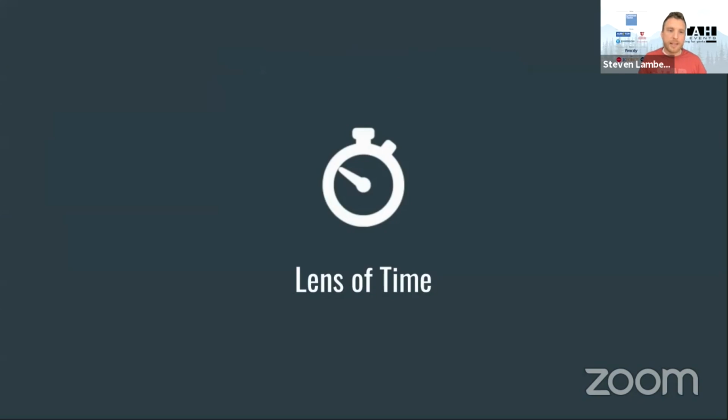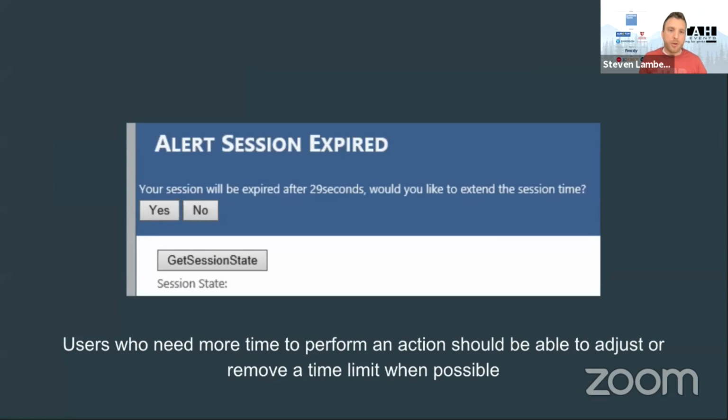And the last lens that we're going to talk about is a really short lens. It's called the lens of time. Users who need more time to perform actions should be able to adjust those time limits or remove them when possible. A lot of common time limited things are sessions. So instead of just ending the session, we should inform the user earlier that their session is about to expire, and then allow them to either remove that notice or to extend it so that it expires later.